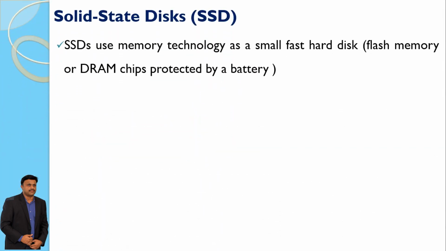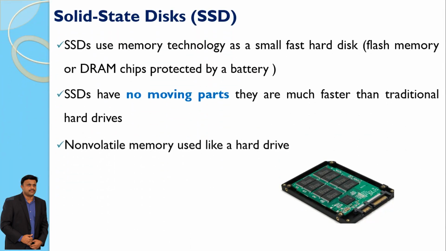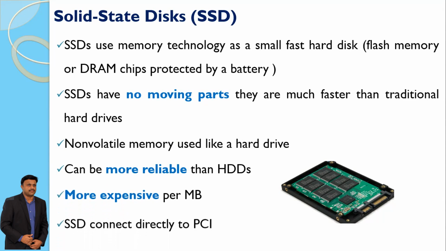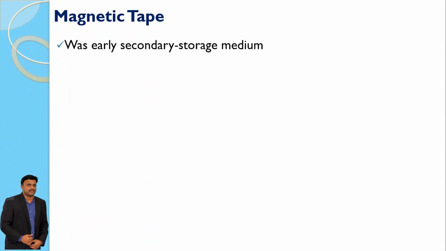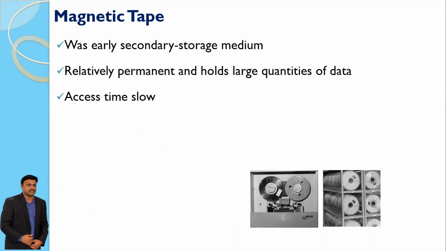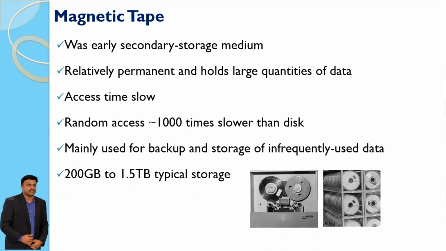SSDs use memory technology for fast data access and have no moving parts, making them faster and more reliable than traditional hard drives. They are more expensive per megabyte and connect directly to PCI. Magnetic tape was an early secondary storage medium, holding large quantities of data. It is mainly used for backup and storage of infrequently used data, with typical storage ranging from 200 GB to 1.5 TB.